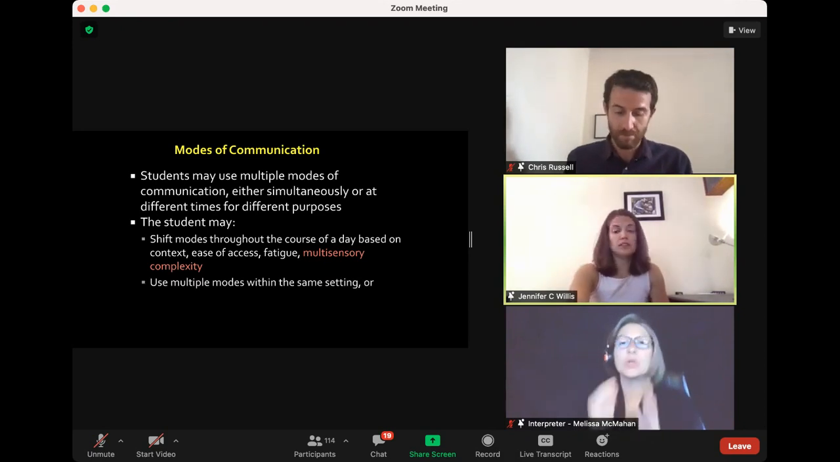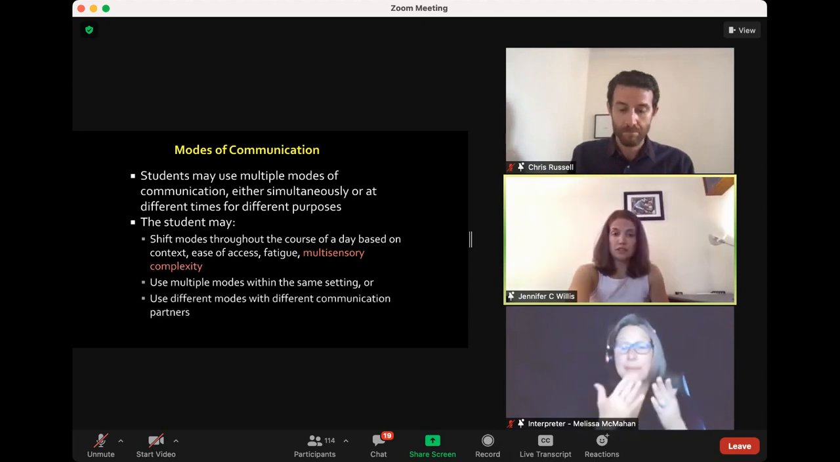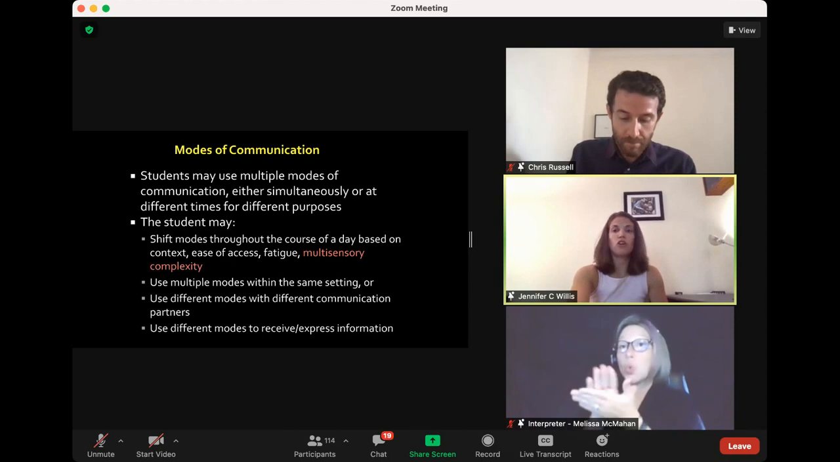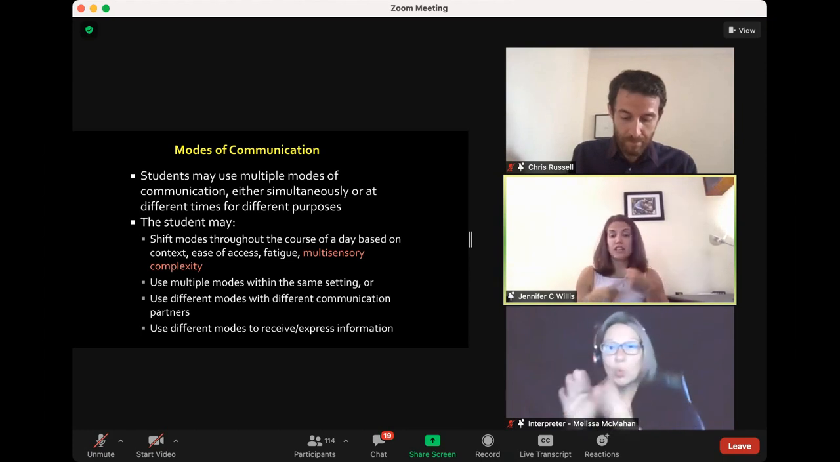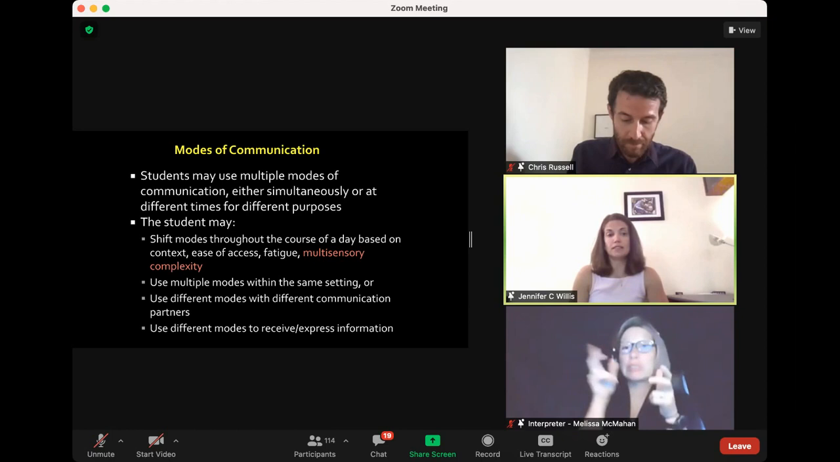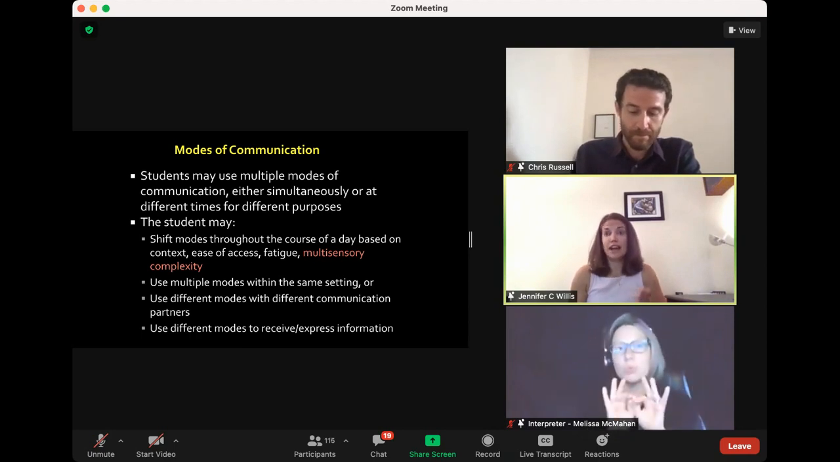Students might use multiple modes within the same setting. Maybe students are using a few signs as well as a speech generating device. Different modes with different partners. Could be using one modality at school and one at home, depending on whether the family versus the school are modeling different modes of communication for the students. And like I said, receptive and expressive might be different modalities. Multimodal communication is significant for our students, especially with multiple needs that might require different access to different modalities throughout the day for various reasons.